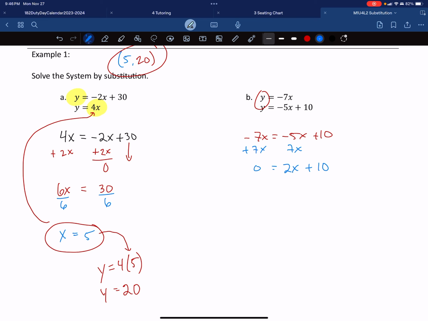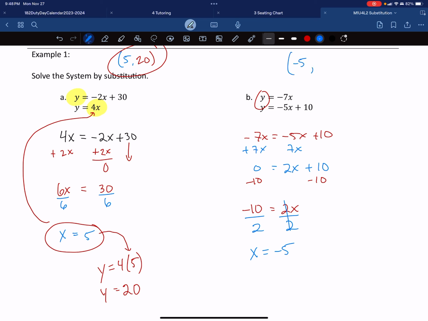So I just need to solve for x now. So we're going to minus 10 from both sides. So this is going to be negative 10 equals 2x. Divide by 2. So x is going to equal negative 5, right? Because the 2's cancel out, and negative 10 divided by 2 is negative 5. So that is the x in this equation.